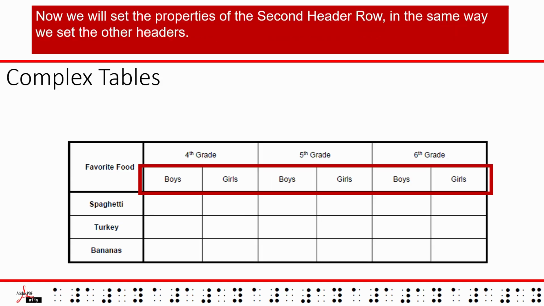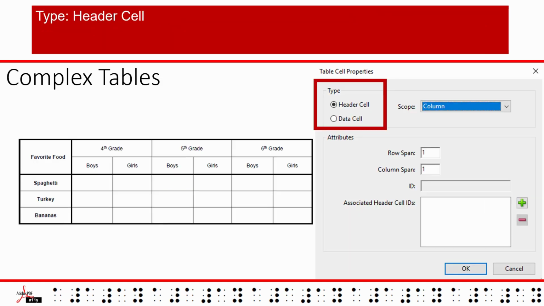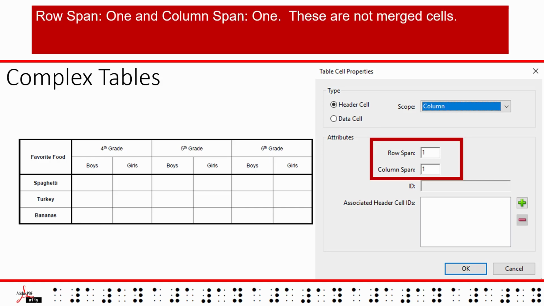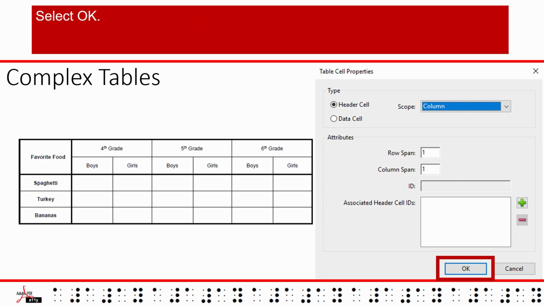Now we will set the properties of the second header row in the same way we set the other headers. Type, header cell. Scope, column. Row span 1, column span 1. These are not merged cells. Select OK.